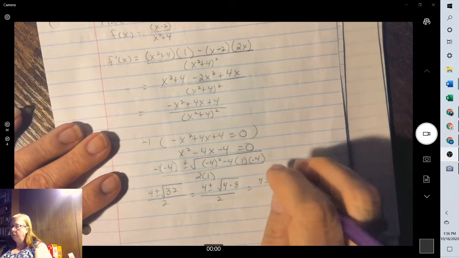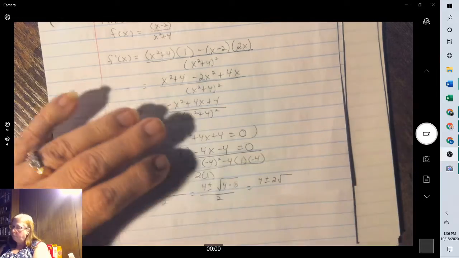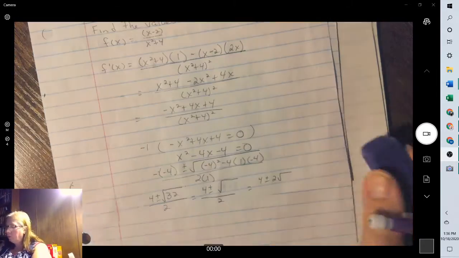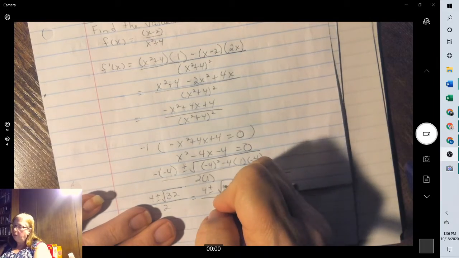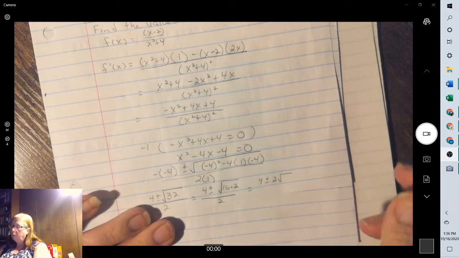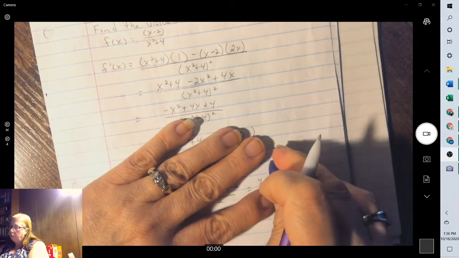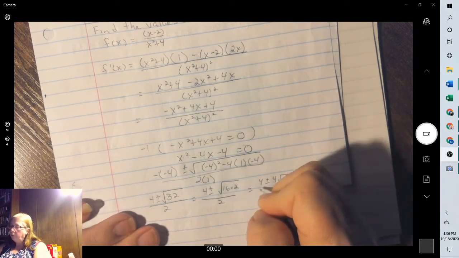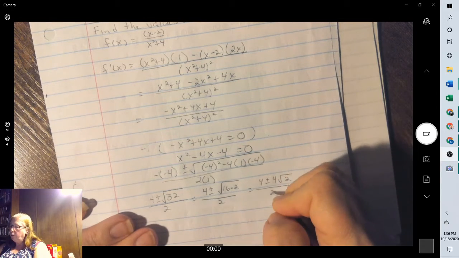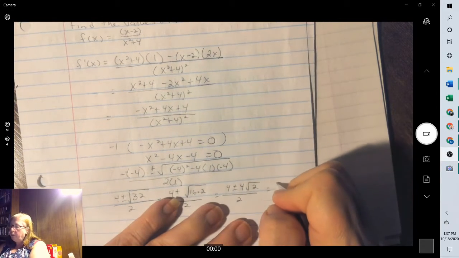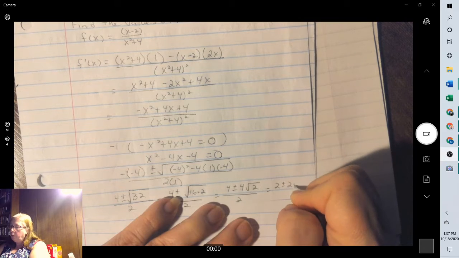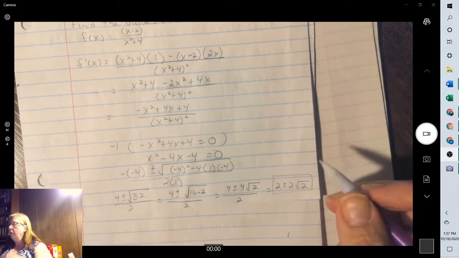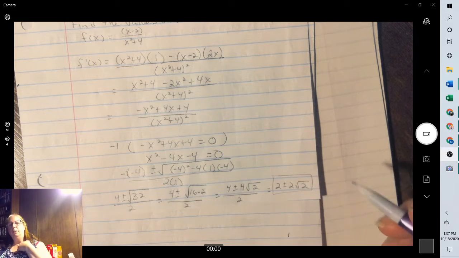Oh, wait, I could have went with 16. I'm going to go with the bigger one, 16 times 2, which will give us 4 radical 2. And then 2 divides into both of these. So it's 2 plus or minus 2 radical 2. And then if they want the decimal, you just plug those in.